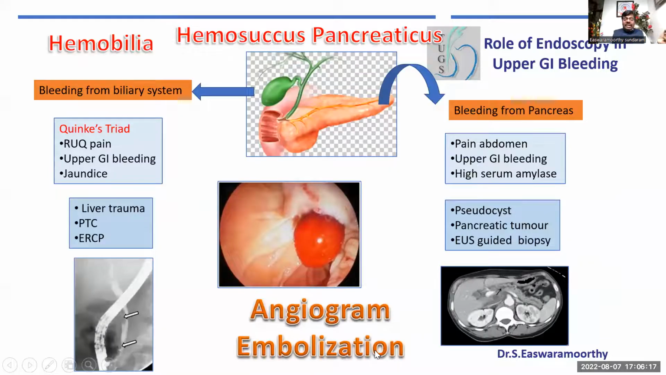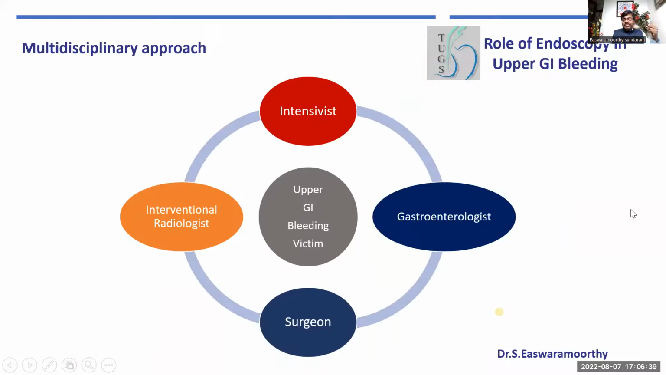The final thing is, of course, understanding that these are all mysterious lesions. Once in a while, you'll come across hemobilia, presenting with bleeding from the biliary system following, for example, liver trauma or ERCP, or bleeding from the pancreas because of a previous endoscopic ultrasound-guided biopsy, a pseudocyst or a pancreatic tumor. So as I said, it is a multidisciplinary approach.